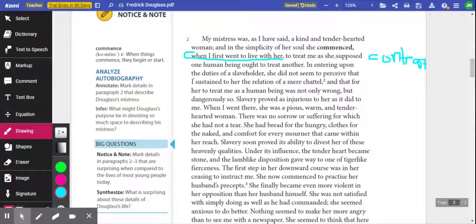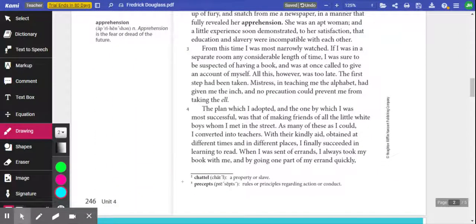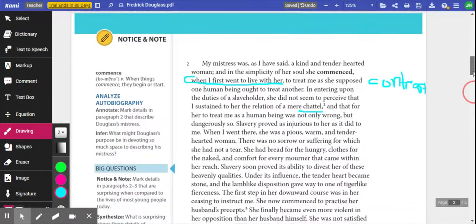"In entering upon the duties of a slaveholder, she did not seem to perceive that I sustained to her the relation of a mere chattel." So that may be a word gap. But if we scroll down here, we have a footnote that says a property or slave.